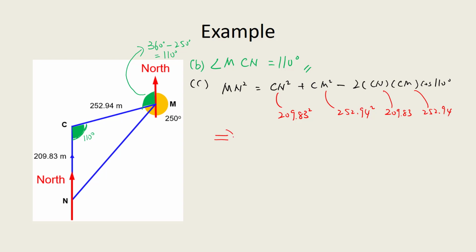Please do not forget to take the square root. Your MN will be equal to 379.88 meters. That is approximately 380 meters in 3SF. Answer.